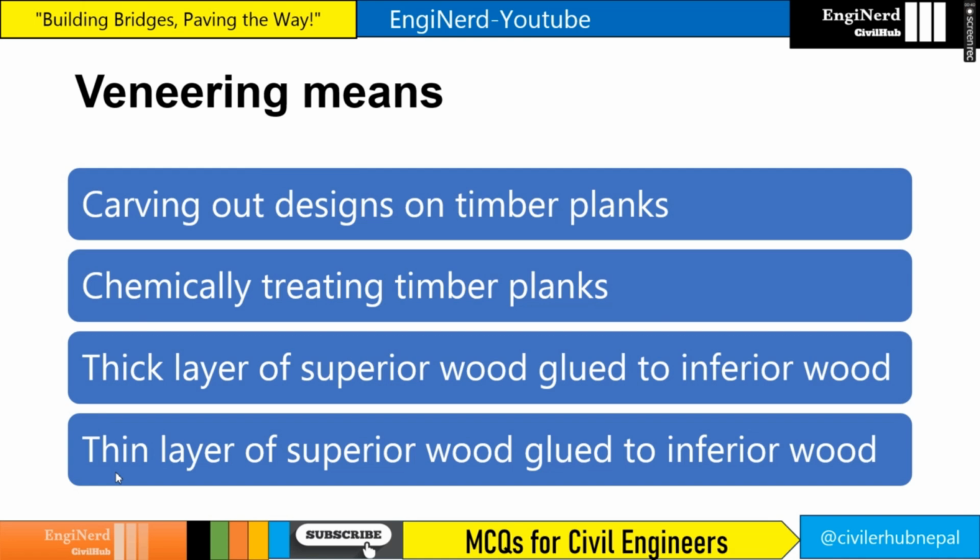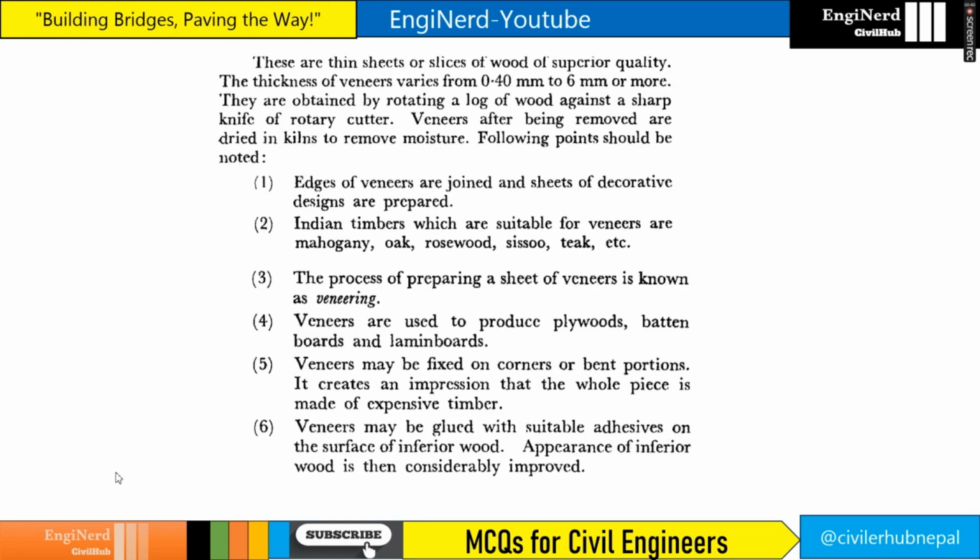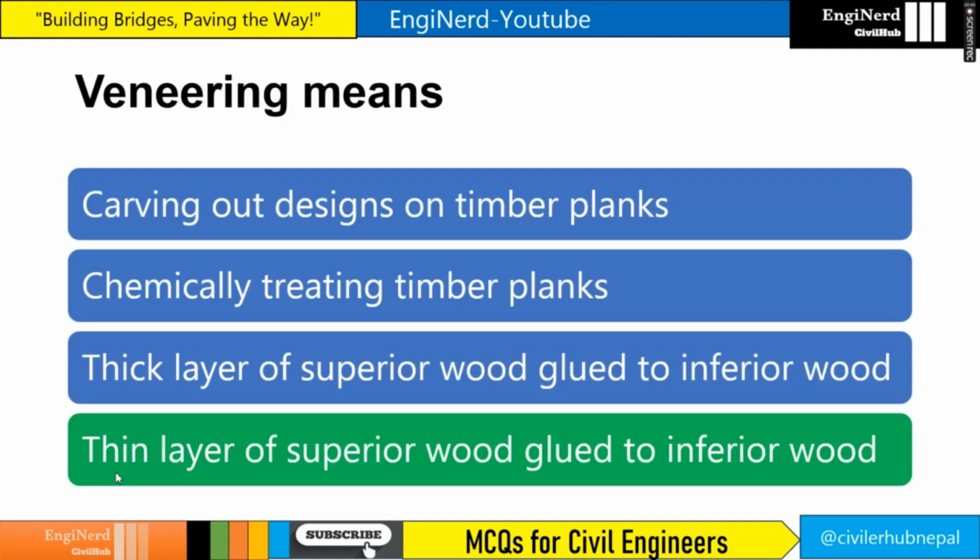Veneering means, so what is veneering? Let's see, from the book of Agor. Veneering means a thin layer of superior wood glued to inferior wood. In option number C, the old version of the Agor book had given the answer as option C, but the new version of Agor is updated, and the answer is given as option D, thin layer of superior wood glued to inferior wood. So you can see here, thin sheets or slices of wood of superior quality, and the process of veneering a sheet of veneers is known as veneering. So the answer is thin layer of superior wood glued to inferior wood.